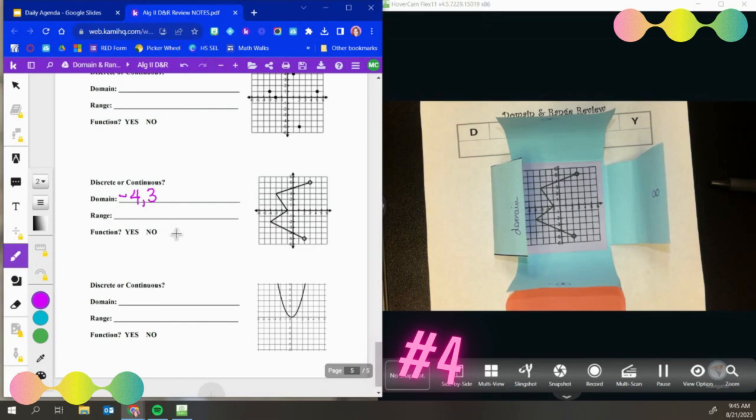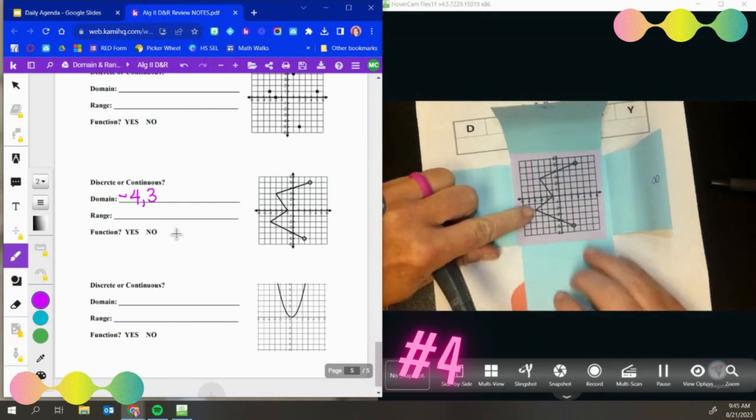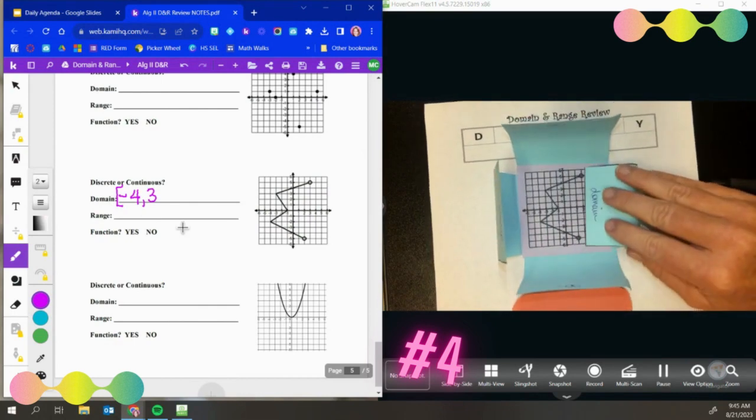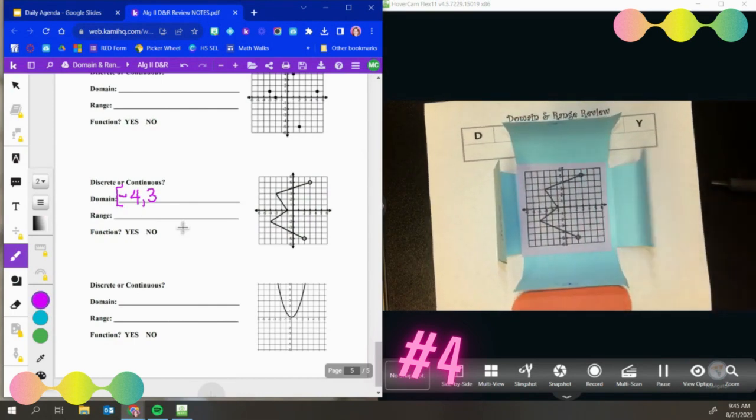Now we just need to do brackets or parentheses. On the -4, that is a closed-in dot because it is a point. So it's not an open dot, so we assume it's a closed-in dot. The 3 actually is an open dot, and there's nowhere else that we are equal to a 3, so we're going to use a parenthesis on that one.